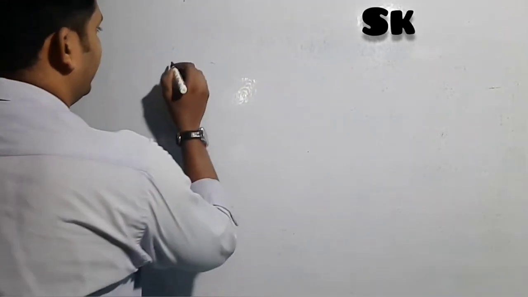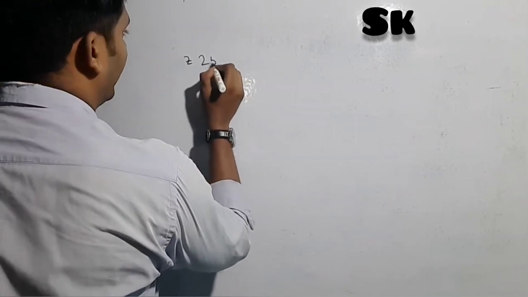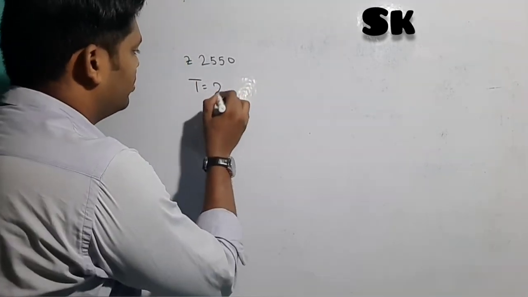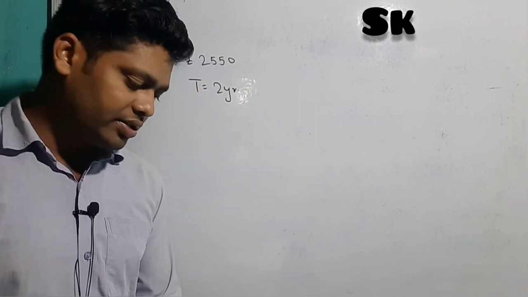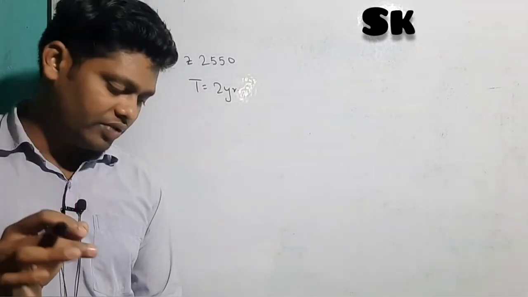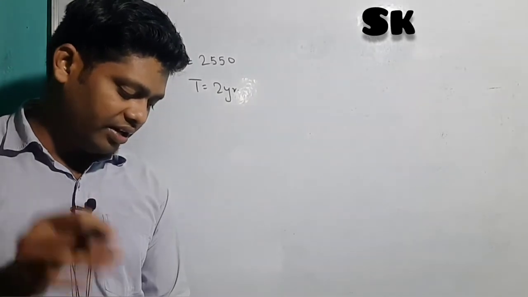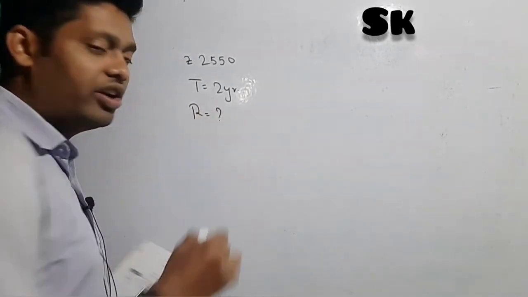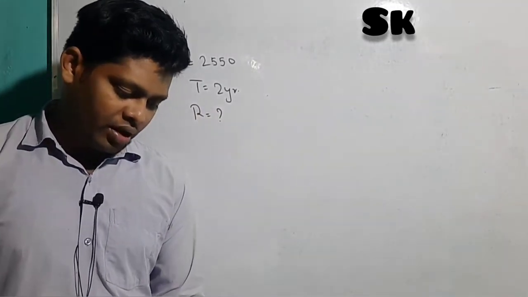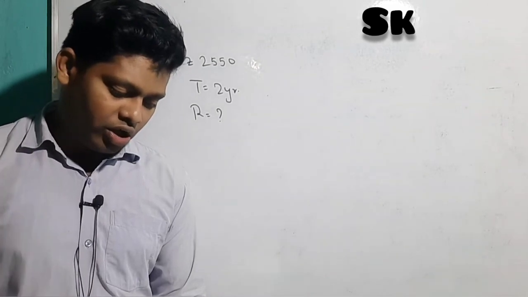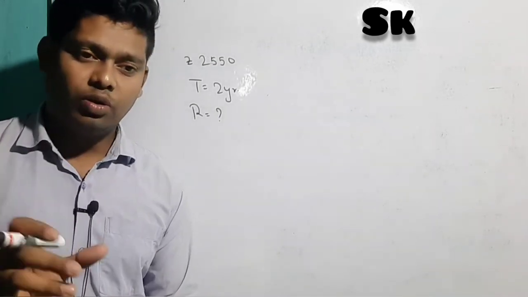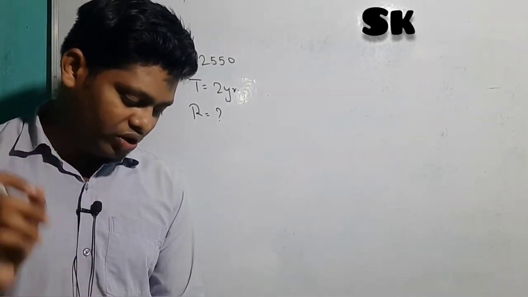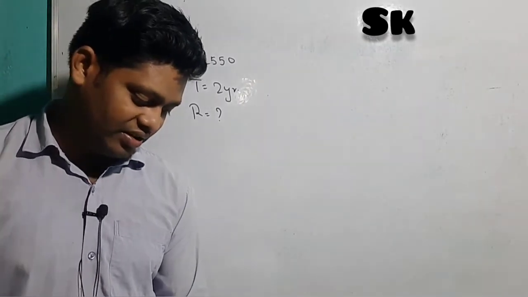Some person gives money, rupees 2550, for 2 years, time is equal to 2 years, at a certain rate of interest. We don't know the rate of interest. Whenever they say at a certain rate of interest, it means you need to find that. The interest earned is rupees 50 less than the interest on 3050. Understand the question once again.